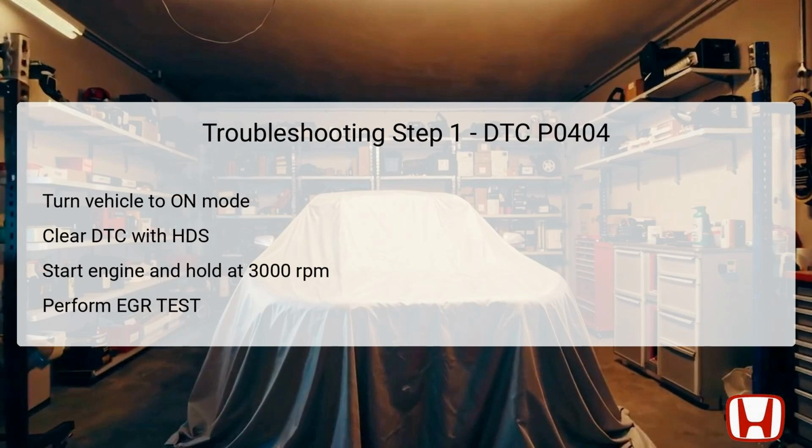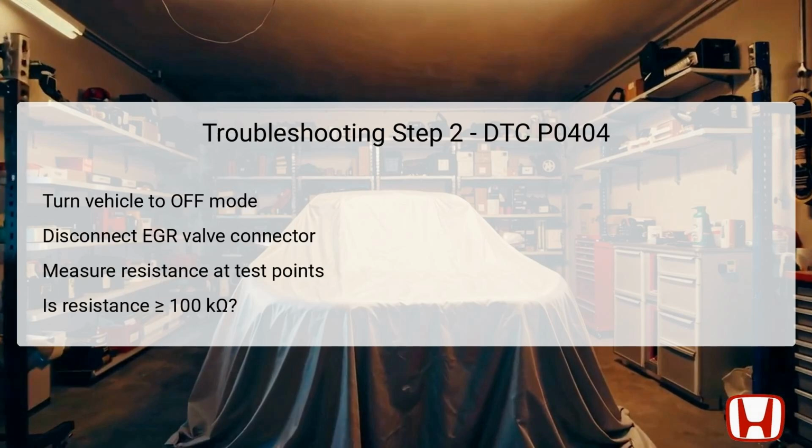Once cleared, start the engine and hold the RPM steady at 3,000 without load to ensure the engine operates under a consistent condition. This RPM setting continues until the radiator fan activates, signaling that the engine has reached a suitable operating state. After the preliminary warm-up, proceed to perform the EGR test utilizing the HDS. This routine helpfully identifies whether the EGR system is functioning correctly under monitored conditions, guiding subsequent diagnostics.